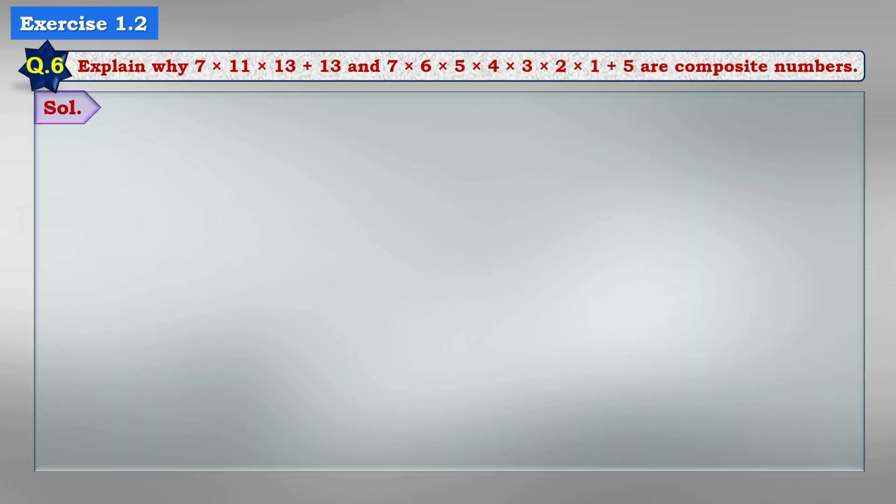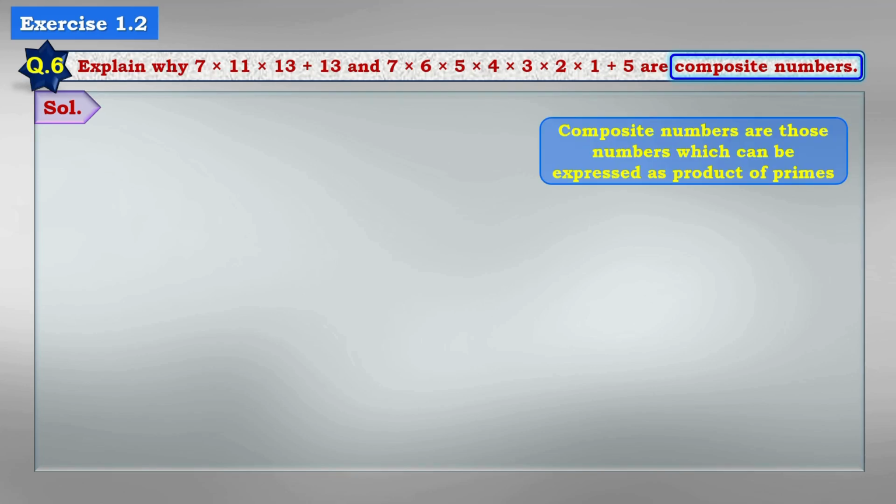So composite numbers, what we need to understand? Composite numbers are those numbers which can be expressed as a product of primes, like 4, 6. That means they are not primes. Composite numbers are those where we have more than two factors. We know that prime numbers have only two factors, that is 1 and the number itself. Composite numbers have more than two factors, so other than 1 and the number itself, there should be another factor. So that is a composite number. Now let's see whether we are getting more than two factors or not.